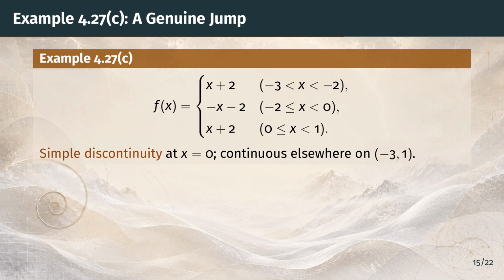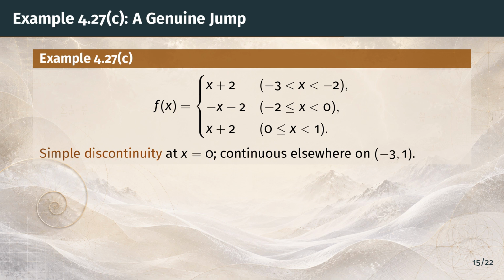The third example is concrete and piecewise. On the first piece, f of x is x plus 2. On the middle piece, it is minus x minus 2. And on the last piece, it is again x plus 2. Let's check the point 0, which is where the middle and last pieces meet.